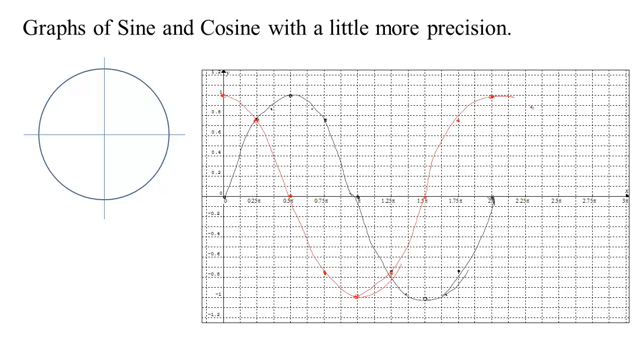So, of course, these graphs then just continue on because they're 2 pi periodic. Every time you go a distance of 2 pi, the picture just starts over again.